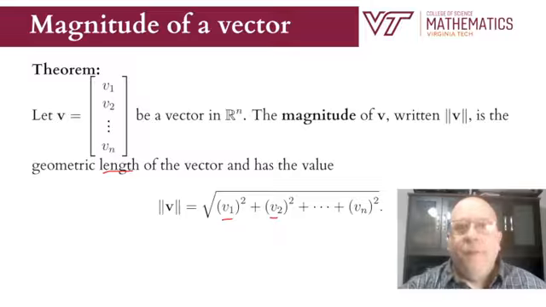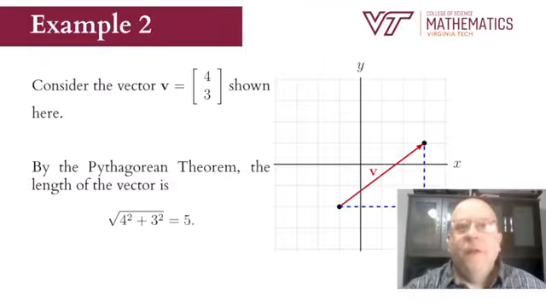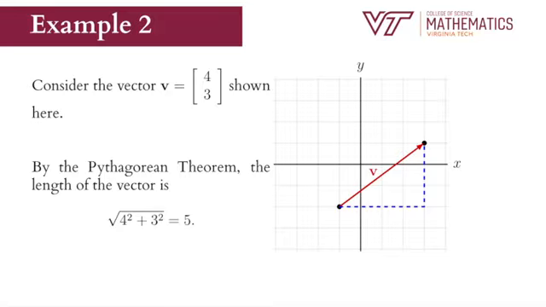So let's see an example of this. In this example, we have the vector down here that has the coordinates 4, 3. So that's 4 units to the right, 3 units up, and the 4 and the 3 are 2 legs of a right triangle. And therefore, the length of the vector is the square root of 4 squared plus 3 squared, which is the square root of 16 plus 9, and that's equal to 5. So in this example, we're just looking at a 3, 4, 5 triangle.